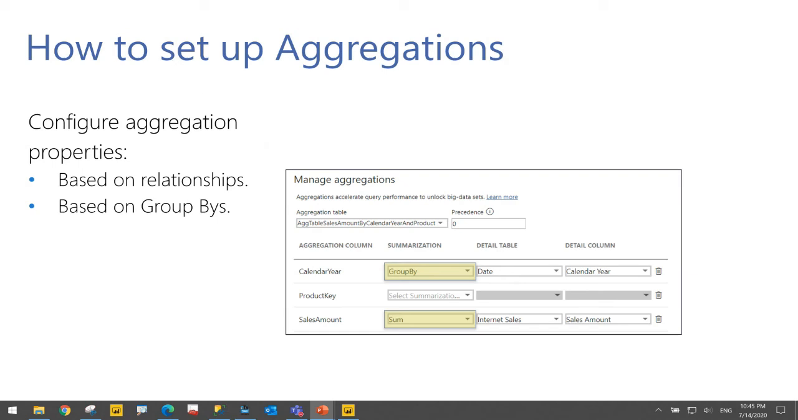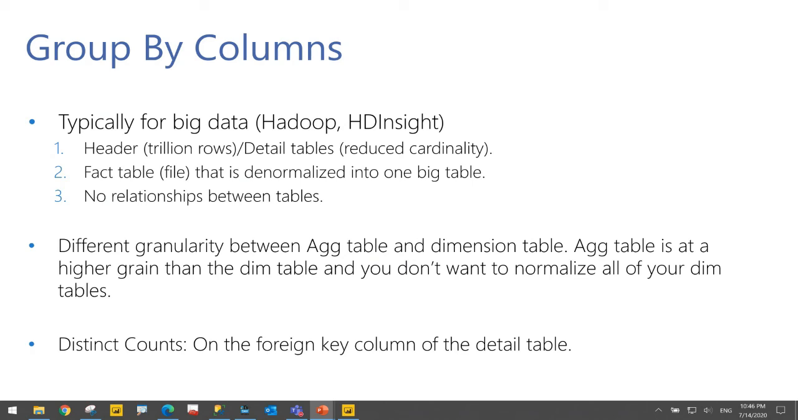Okay, good. As a reminder, when you are setting up aggregations, there are two ways. When you go to populate those rows in the properties window, you can either use relationships if they do make sense, or you can use the group bys. The group bys are used for cases where you have tables at different grains, like a header detail table, or some of the big data systems. You cannot have relationships, so you are forced to use group bys in those scenarios.